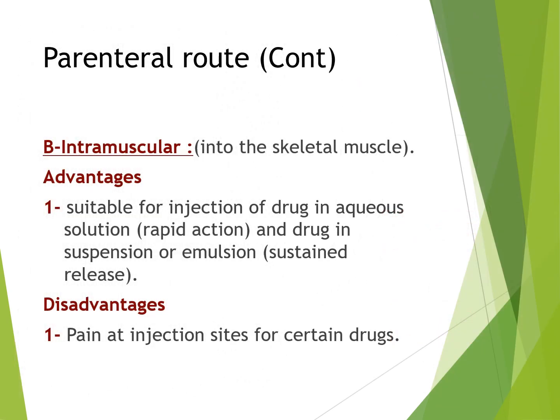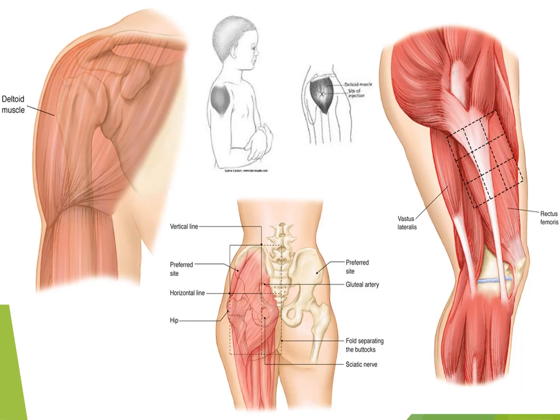The parenteral route, of course, intramuscular, is into the skeletal muscle. The advantages are that it's suitable for injection of drugs in aqueous solution with rapid action, and in drug suspension or emulsion, which are like sustained release medications at a set dose over time. Biggest disadvantage, of course, did you see how long those needles were, is pain at the injection site, especially for certain medications. Okay, so these are some of the sites where you can really see the musculature, putting it into an area where there's good blood supply, to maximize absorption.